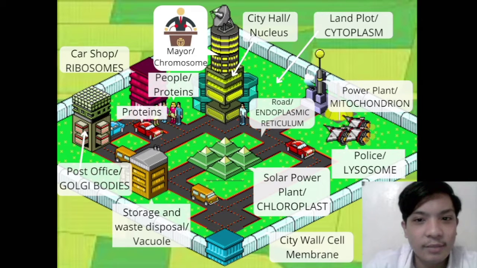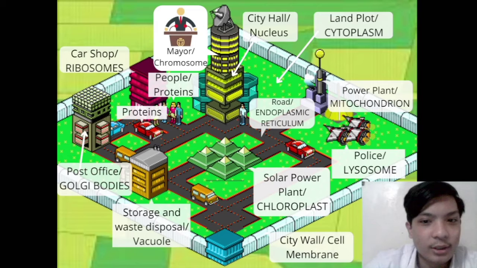First, let's examine the city hall. It is the building that controls the whole city and records all activity as well as stores important documents. Just like the nucleus, the cell stores the hereditary DNA and controls cellular activities like growth, metabolism, photosynthesis, and reproduction.